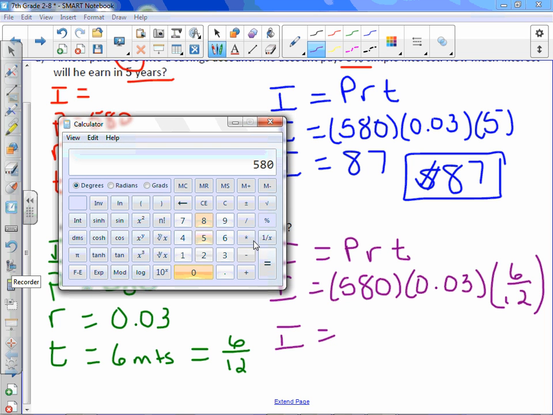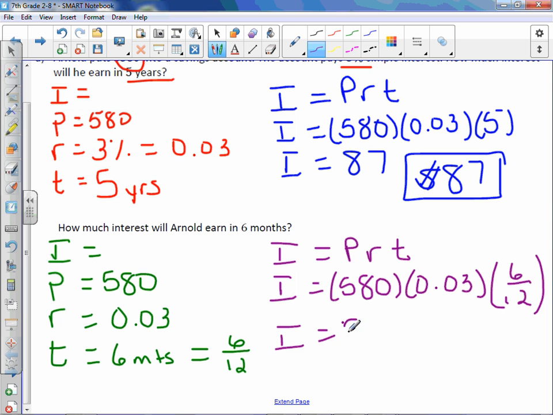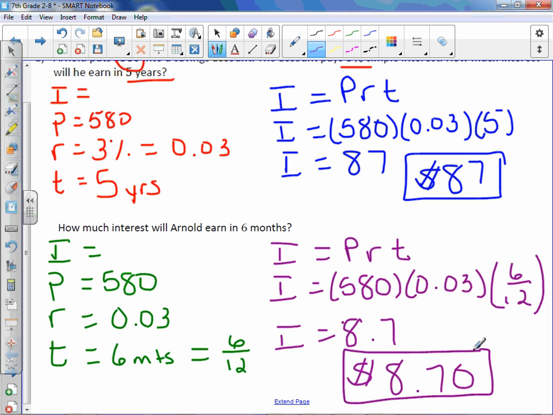So we have 580 times 0.03 times. To do a fraction in your calculator, put it in parentheses. So parentheses, 6 divided by 12, close parentheses. So we have 580 times 0.03 times 6 over 12 equals 8.7. So how much interest will he earn in 6 months? We're talking money, so $8.70.